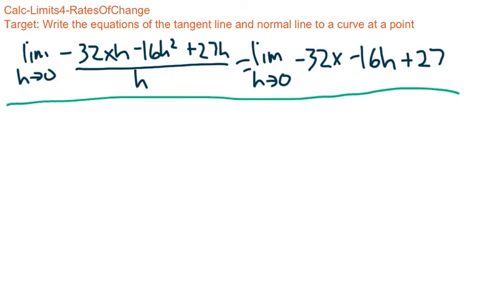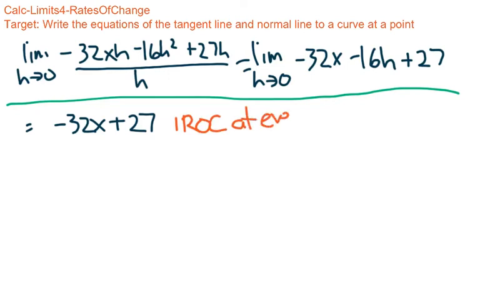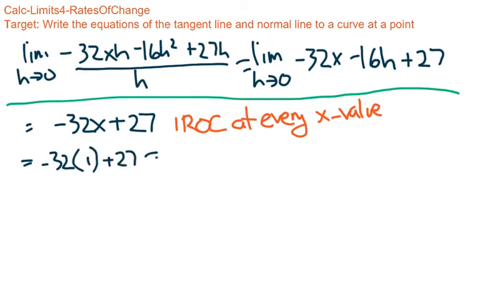I drew a green line because the next step is going to represent instantaneous rate of change. So we calculate the limit as h goes to 0. So negative 32x plus 27. This is the instantaneous rate of change at every x value. So what is the instantaneous rate of change at x equals 1? One second after the ball exits the quarterback's hand, that's going to be negative 32 times 1 plus 27, which is equal to negative 5 meters per second.